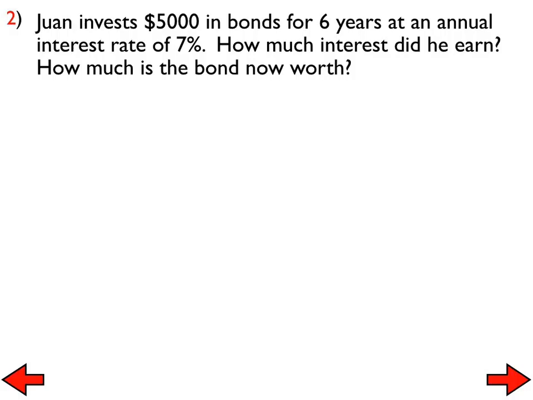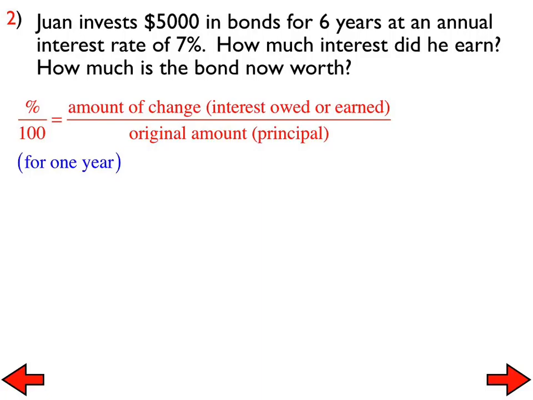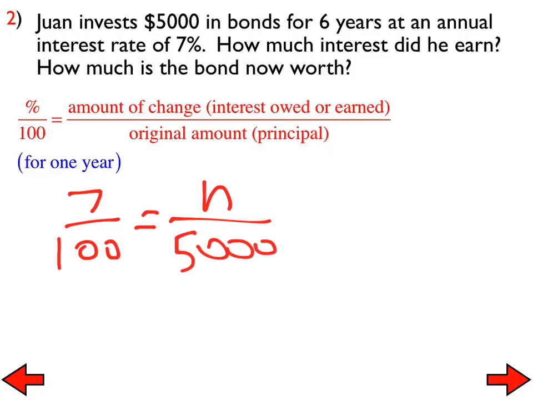Okay, so that's what interest is if you're earning it. So here, this $5,000 is for 6 years at a rate of 7%. How much did he earn, and how much total is that now worth? So same setup here. Percent over 100, which will be 7%, equals the interest is what we want to figure out. And how much was the original principal amount? $5,000. Go ahead and solve this proportion.